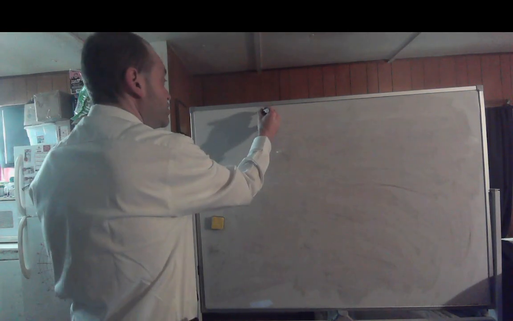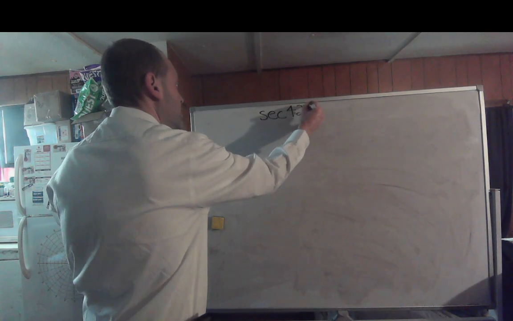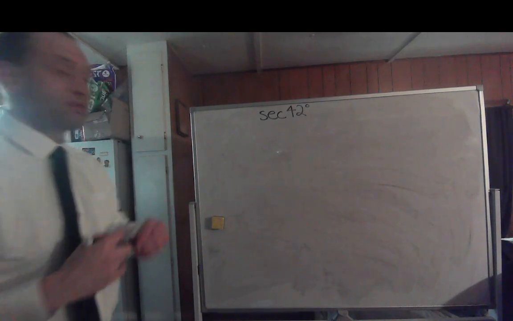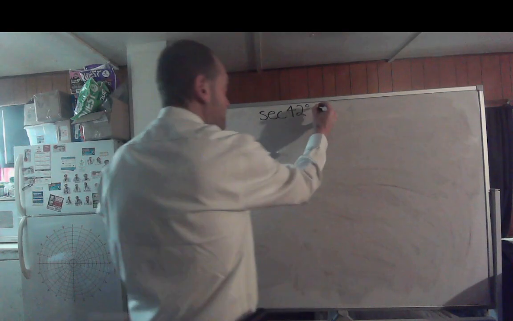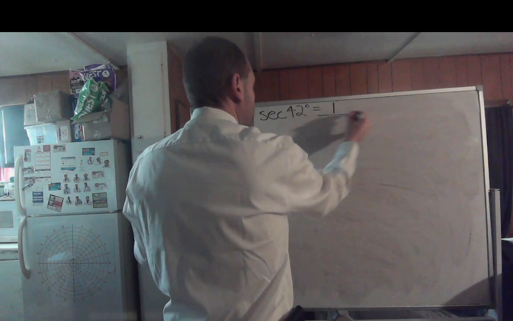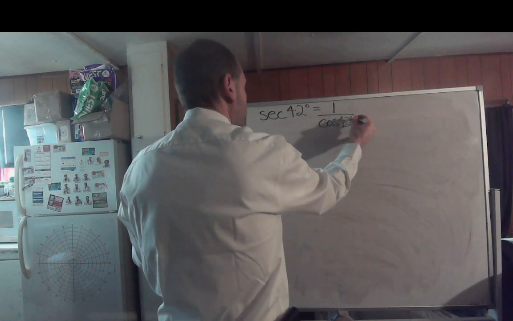Let's see, they want you to do the secant of 42 degrees. Again, most calculators don't have a secant function. So what you're going to have to do is use the fact that the secant's the reciprocal of the cosine. That'd be the same as 1 divided by the cosine of 42 degrees. And then now you have it in a form that your calculator will work with.